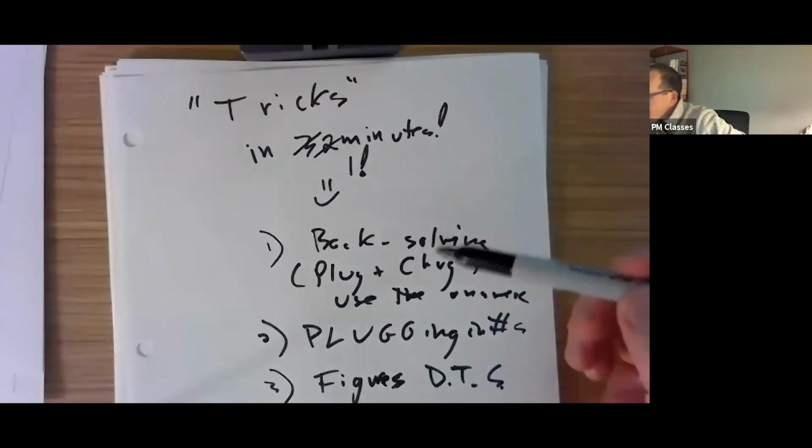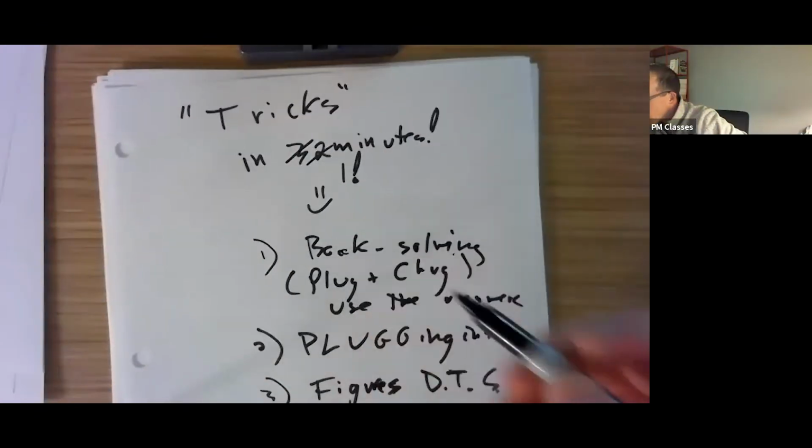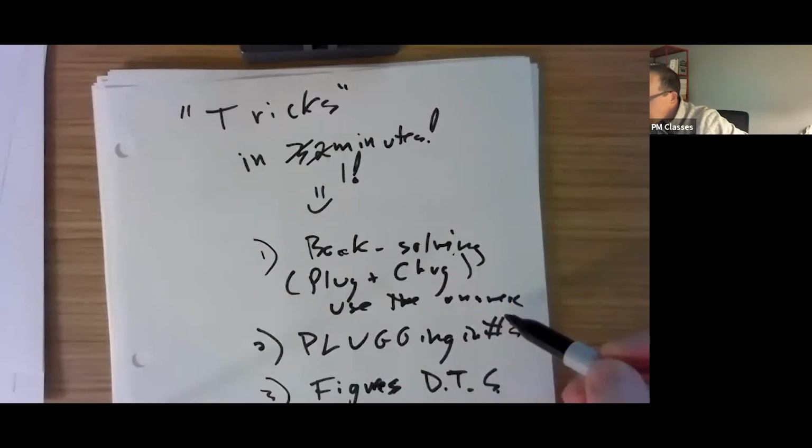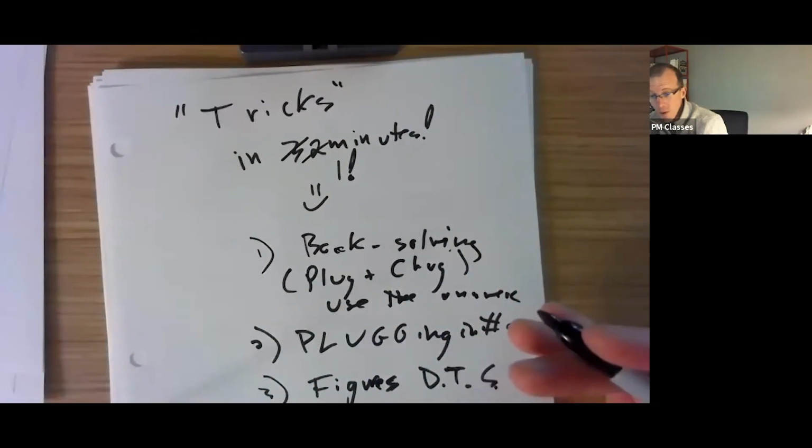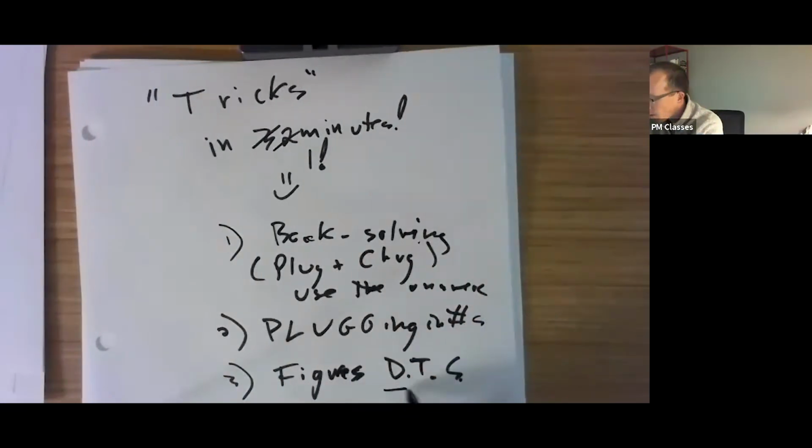So again, trick number one: back solving, or plugging and chugging, using the answer choices that are there. Number two, plugging in numbers, which will be numbers of our own. And the third is the fact that the pictures are drawn to scale. So let's go at this.